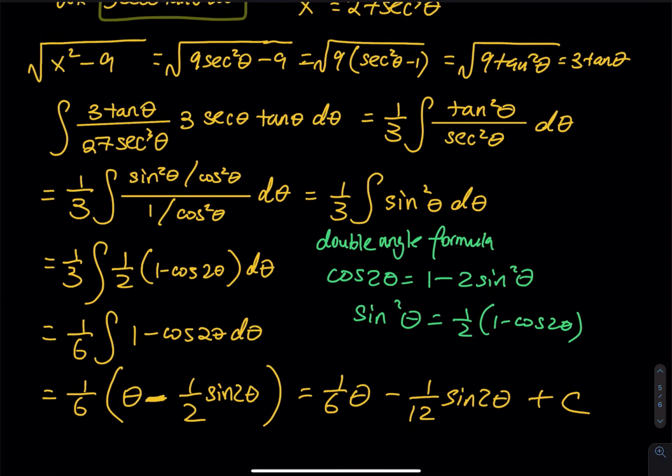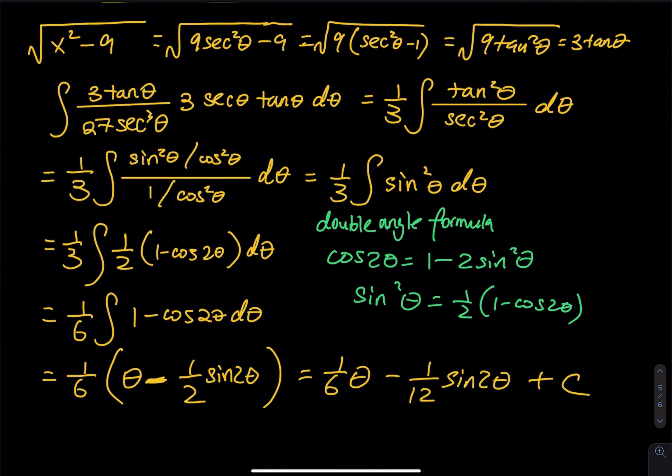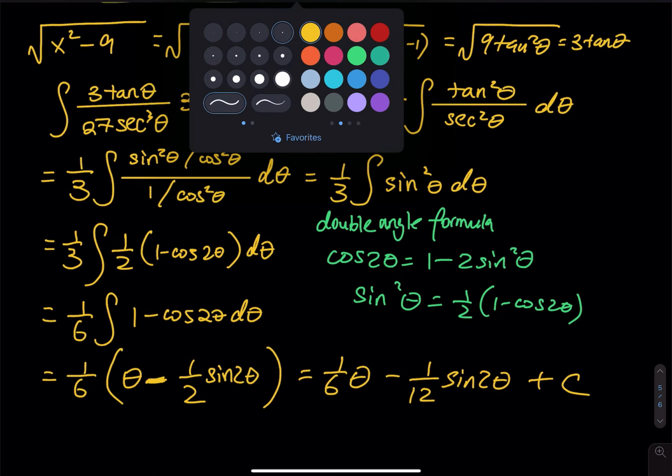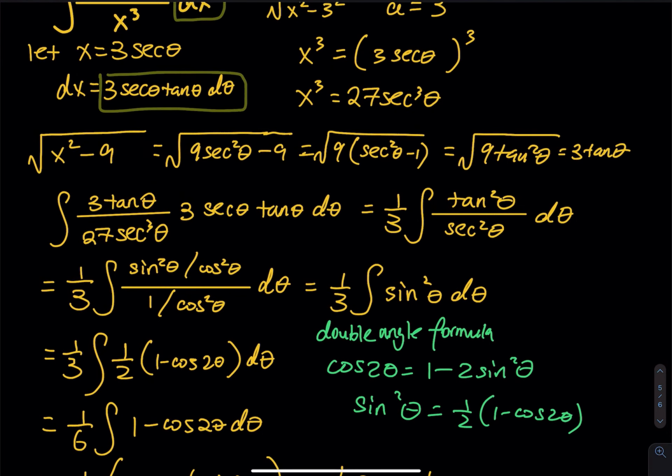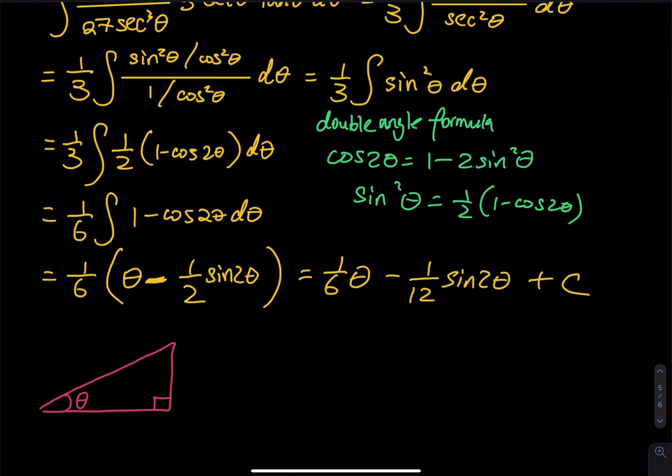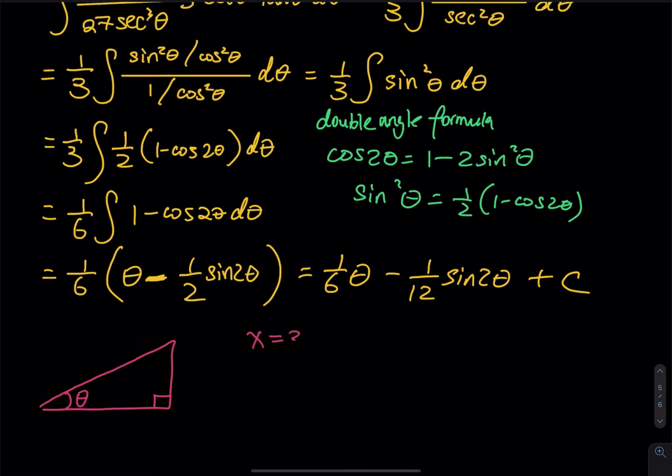We are not done. The problem starts as x, and we end up with theta. So to go from theta back to x, you have to use right triangle trigonometry. I am going to do that in a different color. Let's draw a right triangle first, 90 degrees, and then this is my theta. And then which line do we have to grab? We have to go back to the very beginning and grab x equals 3 times secant theta. So we have to pick this line: x is equal to 3 times secant theta.